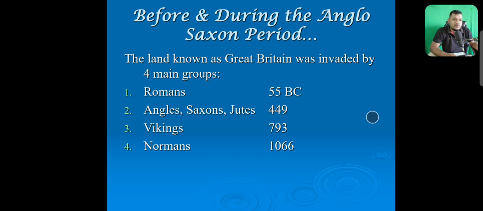who came in 1066. We just have to remember these groups: Romans, Angles, Saxons, Jutes, Vikings, and Normans. We can remember it like this: Raven, Raven, Romans, Anglo-Saxons, Jutes, Vikings, and Normans.